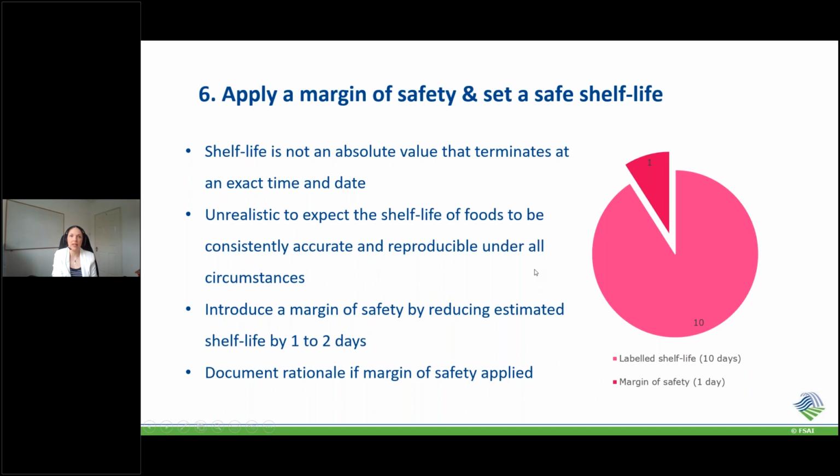Once you've set your shelf life, then you need to think about whether it's worth applying a margin of safety. So shelf life is not an exact value that terminates at a particular time and date. So it's unrealistic to expect the shelf life of food to be consistently accurate and reproducible under all circumstances. So you might think about introducing a little bit of wiggle room. So for example, if you found that you can get an 11-day shelf life on your product, bringing back that shelf life that you label on the product by 1 day to 10 days. So you have that 1 day safety margin should a consumer choose to consume that product 1 day after the shelf life has passed.